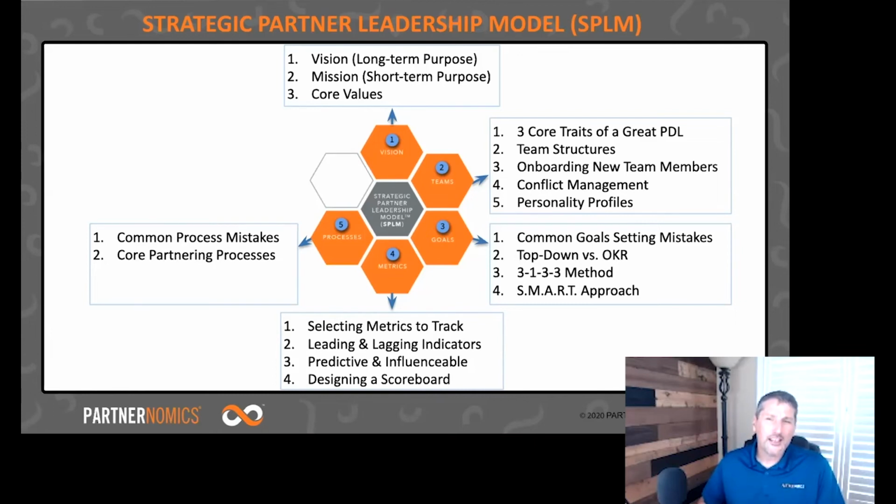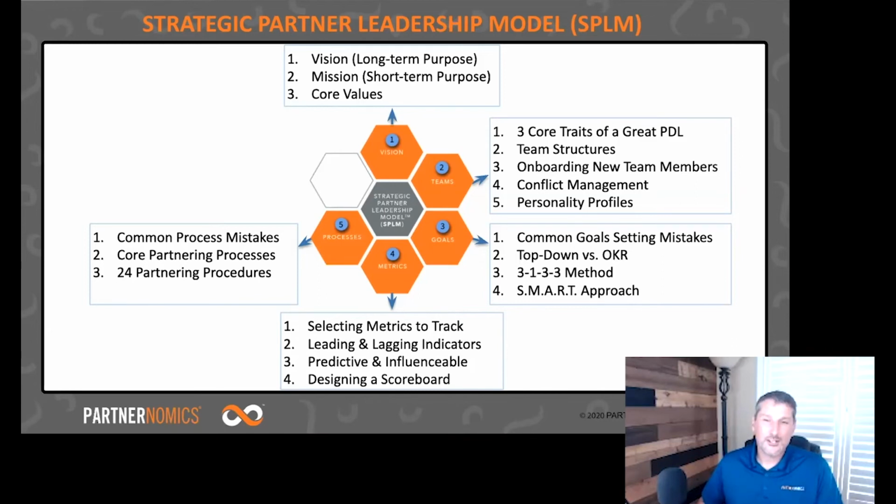Every partnering team needs to have multiple core partnering processes. One of those is having an operations process, right? Which is what the strategic partner leadership model lays out. So the processes element shares what these core processes are, and then it goes a layer deeper to share 24 key procedures that each team needs to have.